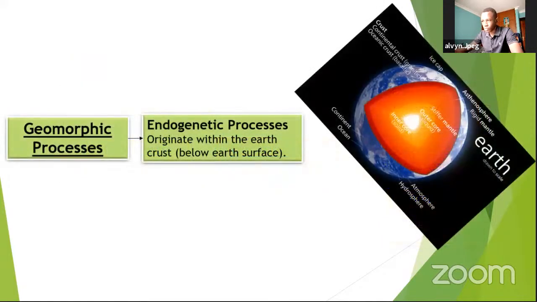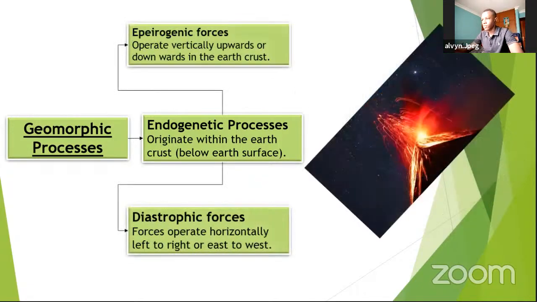So I'm going to start with the geomorphic processes which are endogenic. Here is a brief definition: these are processes that originate from within the Earth's crust or below the Earth's surface. As you can see, this is just a small illustration of what is inside the Earth. We have the crust, the mantle, the outer core, and the inner core. So that's just to show you what that is. Then now we move on. These endogenic processes are divided again into two: the epirogenic processes and the astrophic processes.